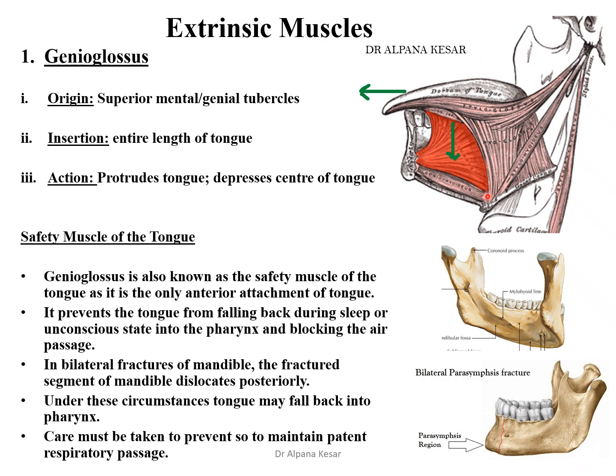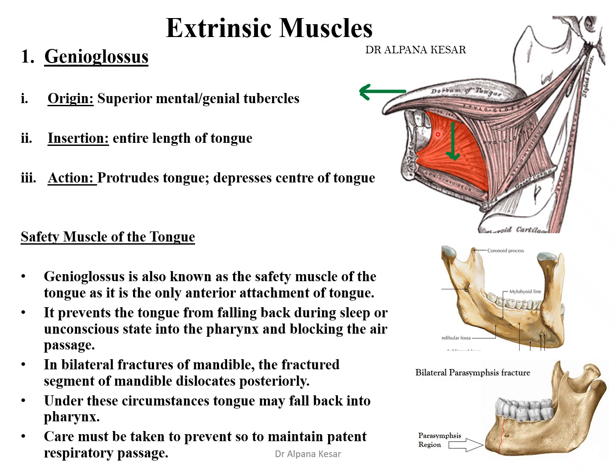This muscle is genioglossus. Action of genioglossus is to protrude the tongue, that is, take it forwards and depress the center of the tongue. Genioglossus muscle is also known as the safety muscle of the tongue. This is so because it is the only muscle of the tongue that has an anterior attachment, that is, to the genial tubercles.